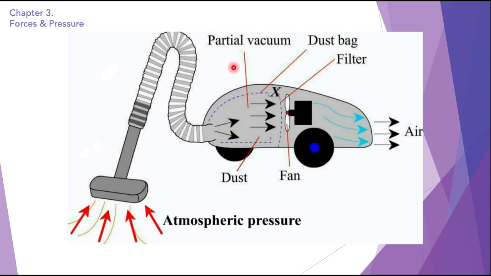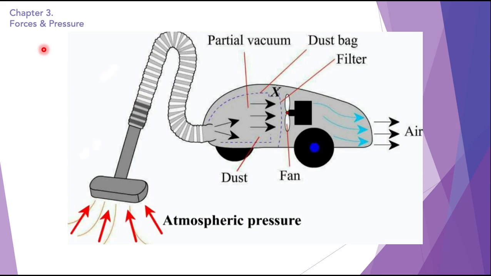And the bag acts as a filter, stopping the dust and dirt but not the air. So the atmospheric pressure brings in dust and dirt inside, but the bag just keeps the dust and dirt and the air goes out from this side. So the dust bag acts like a filter. So this is the physics of the vacuum cleaner. So this was the vacuum cleaner and this was the pressure in atmosphere.